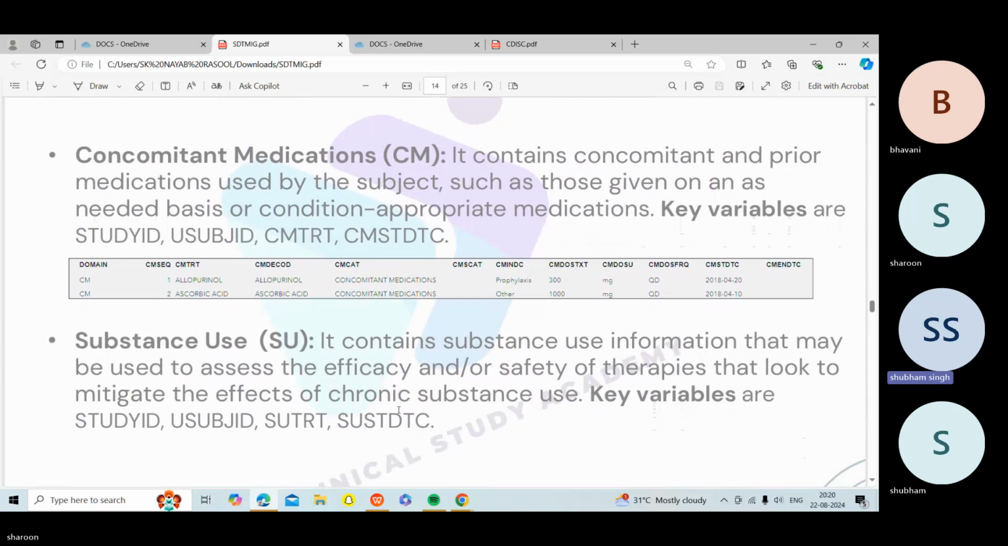Concomitant medication. If the patients who are enrolled in the study are taking any other drug during the study apart from the study drug, let's suppose one drug is the study drug that is being tested on them, right? Another drug can be, let's suppose due to the study drug, patients start feeling headache. And for headache, there are some common drugs available in the market, right? I think what are the names, Sharon?